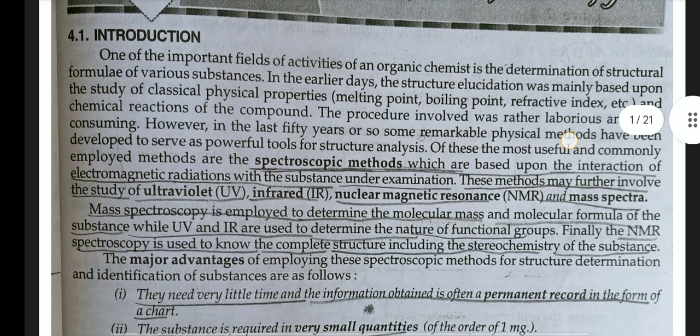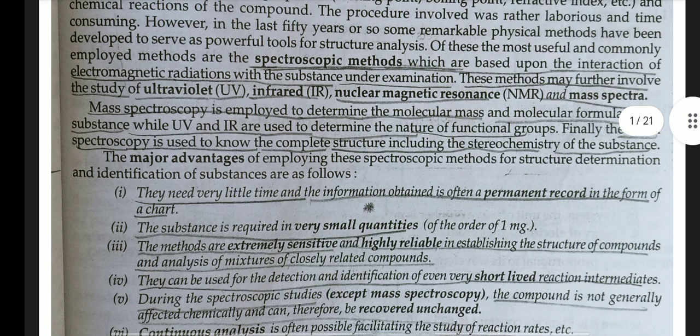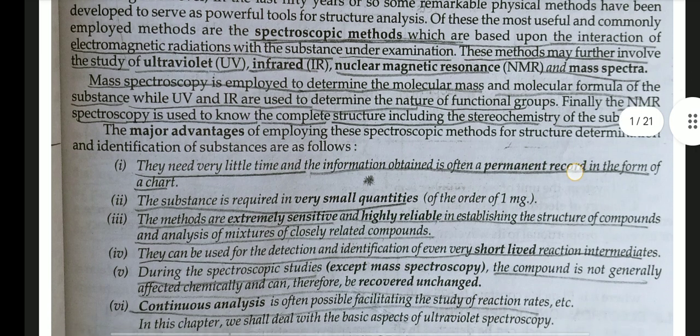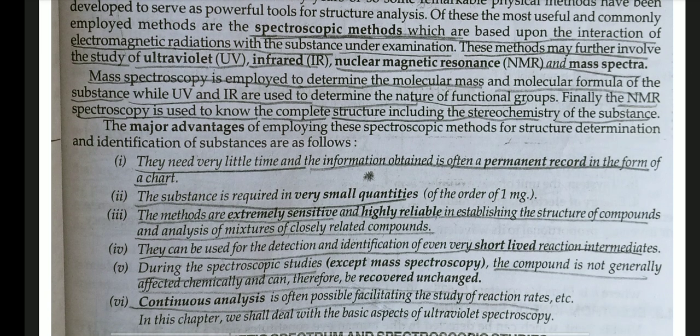Mass spectroscopy is employed to determine the molecular mass and molecular formula of a substance, while UV and infrared are used to determine the nature of functional group. Finally, NMR spectroscopy is used to know the complete structure, including the stereochemistry of the substance. The major advantages of employing these spectroscopic methods for structure determination and identification of substances are as follows.